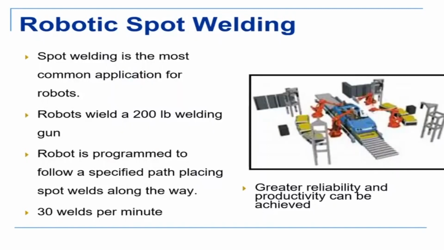Now robotic spot welding started off around the 1960s, and right from that time the majority of the spot welds in cars are done by robots only. You can see this in any automobile company in the world. The advantage is that it can do a very large number of welds. 30 welds per minute is very common. Nowadays they do it much faster than that.